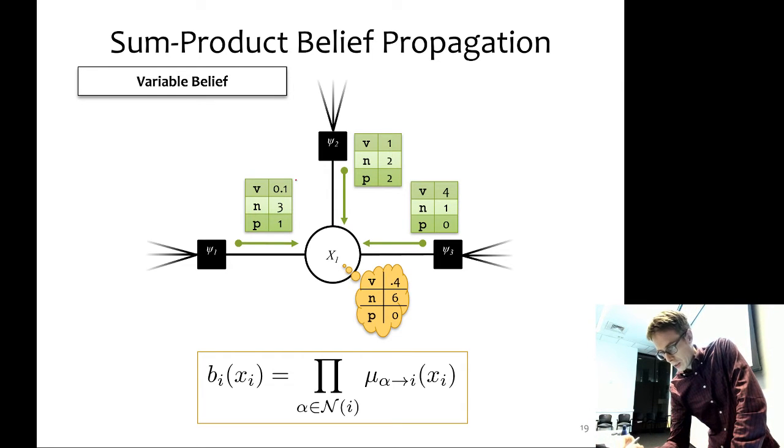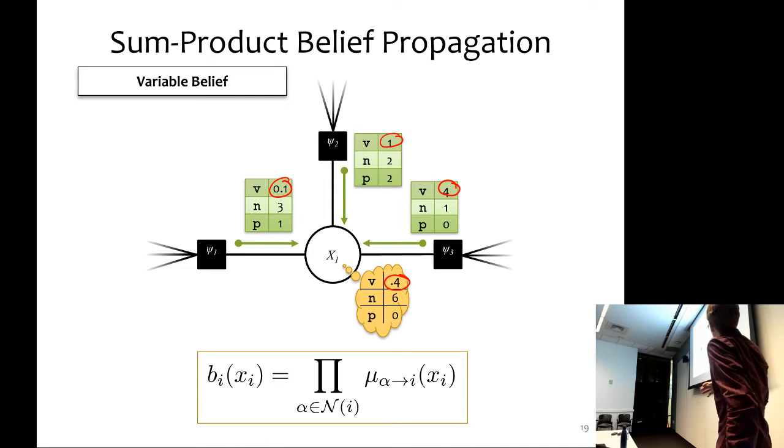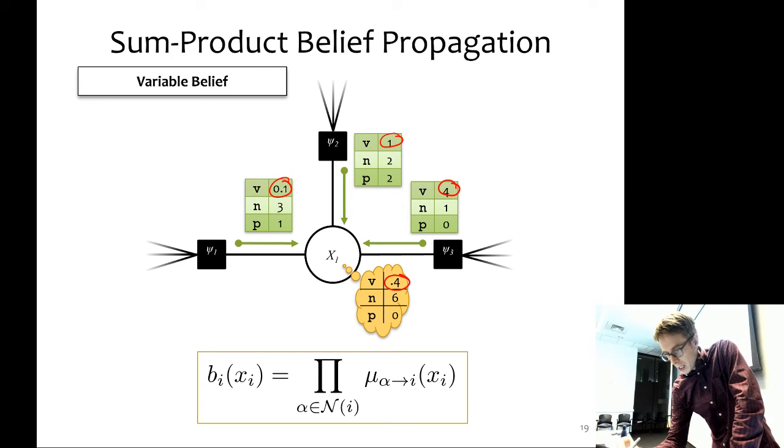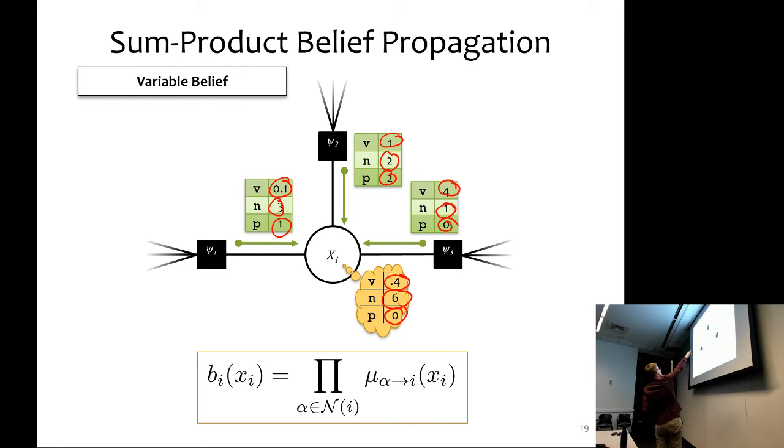Okay, so look at the first value here. If we take 0.1 times 1 times 4, that's 0.4. Okay, so that's the belief of how likely it is that x1 is a v relative to the other ones. And then if we take 3 times 2 times 1, that's going to give us 6. And 1 times 2 times 0, that's going to give us 0. This is a really interesting case because you can see that just by one of the factors saying there's 0 chance that this variable is a preposition, it completely nullified the opinions of all of the other factors coming in.